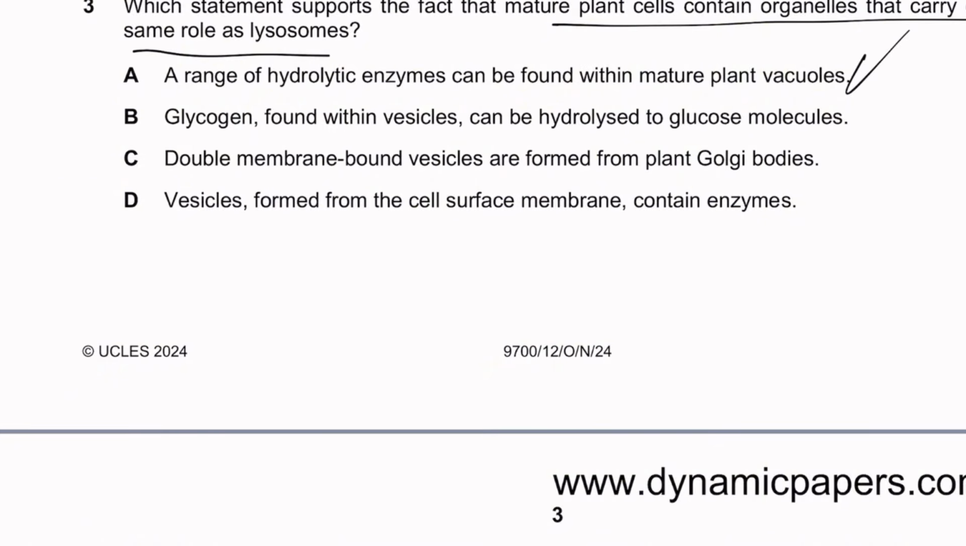Exactly. Glycogen found in vesicles can be hydrolyzed to glucose molecules. Firstly, there is no glycogen in plant cells, and because he did not specify it's a vacuole, this does not show anything. Double membrane bound vesicles are formed from plant Golgi bodies. That's not true. They do not contain double membrane bound organelles that are formed from the Golgi bodies, and these double membrane vesicles are definitely not carrying out the same role as lysosomes. Vesicles formed from the cell surface membrane contain enzymes. Again, this is wrong. We're looking for the vacuole.